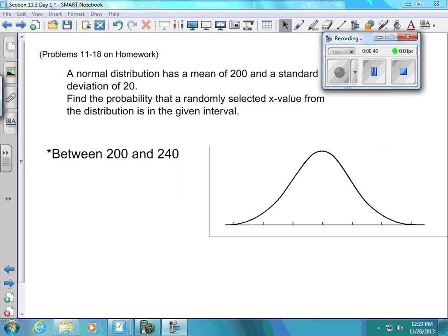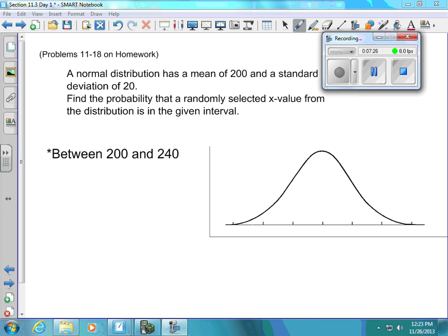Okay, so here's another thing you're going to see in your assignment. They're going to give you some data, an average and a standard deviation. In fact, you might even have a little project that asks you to do something like this as well. Find some data with it and find an average and find the standard deviation. Okay, so then we're going to create our own kind of normal distribution curve. So find the probability that a randomly selected x value from the distribution is in the given interval between 200 and 240.